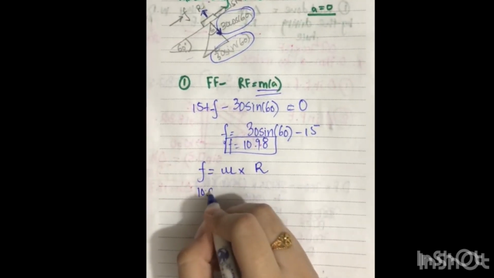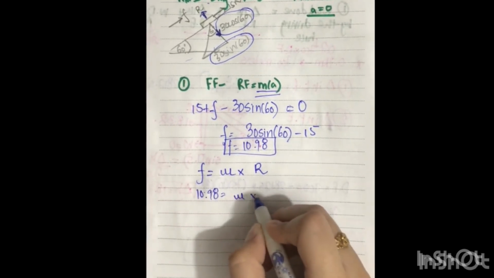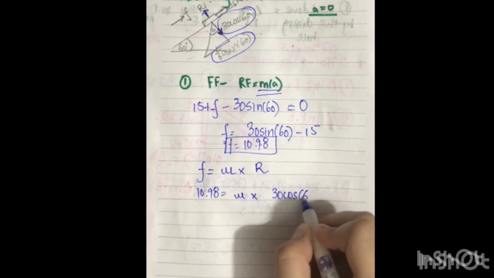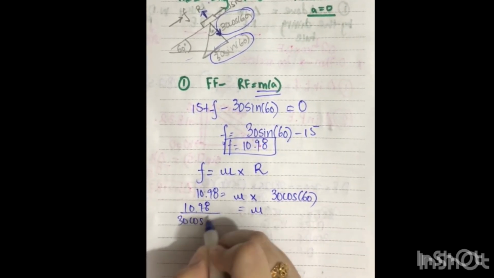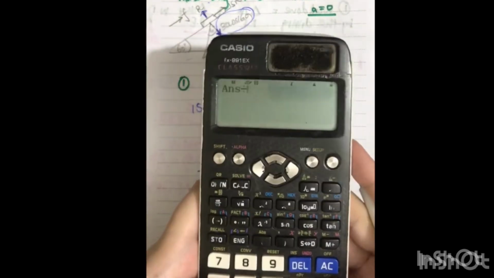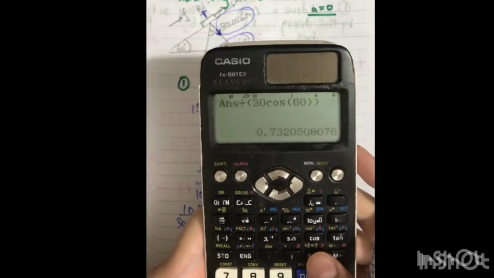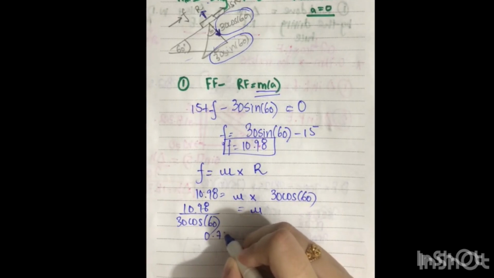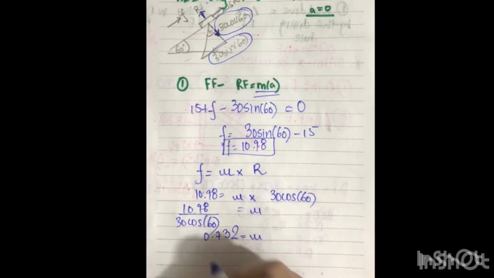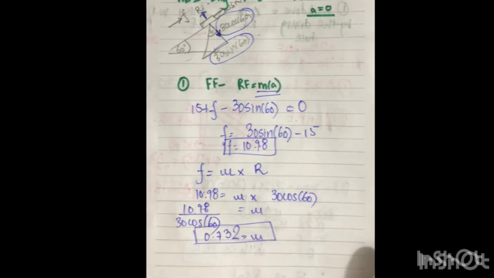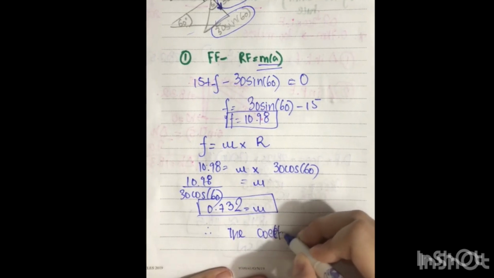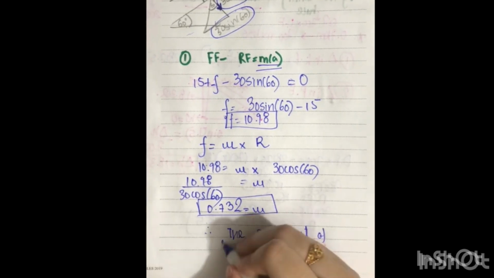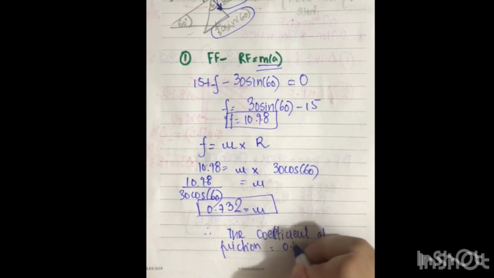So 10.98 is equal to coefficient of friction multiplied by 30 cos 60, making the coefficient of friction 10.98 divided by 30 cos 60. The coefficient of friction is 0.732. So we can write it down. The coefficient of friction is equals to 0.732.